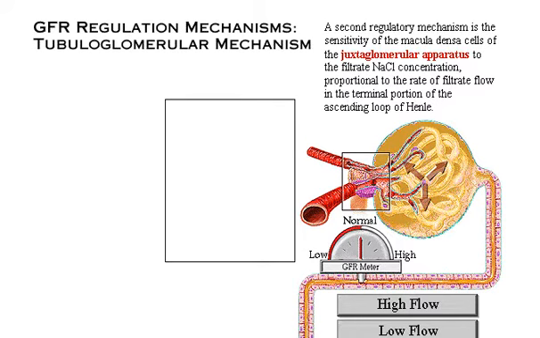Okay, now we're going to take a look at how the juxtaglomerular apparatus plays a role in releasing renin, and how it affects urine output and such. So I'm going to let this video play.